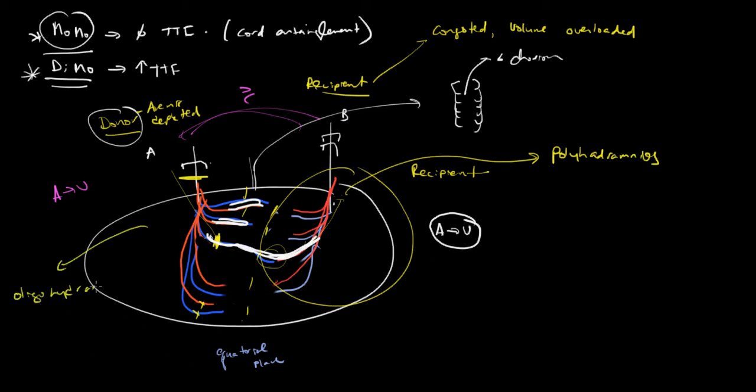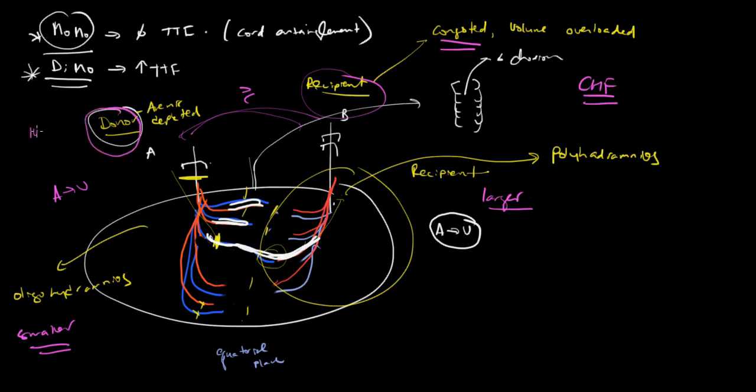It also turns out that the donor twins are usually smaller. All their organs are smaller, and the portion of their placenta might actually be smaller, whereas the recipient twin is actually larger. The recipient twin is at risk of congestive heart failure because of volume overload, whereas the donor twin is at risk of IUGR and also at risk of anemia. And so both twins are at risk, and it's sort of a risky situation.